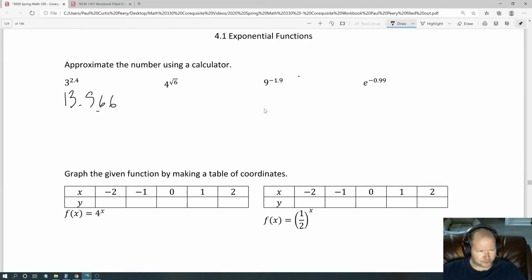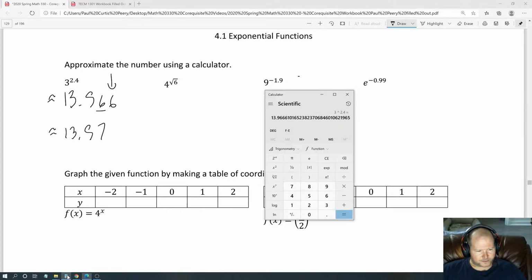13.966. Say I want to round it to the hundredth place. Because 6 is 5 or greater, I'm going to round up, which means the 6 is going to turn into a 7. And these are all approximations, right? So this is just a little bit more rounded approximation. There we go. All right, let's try the next one.